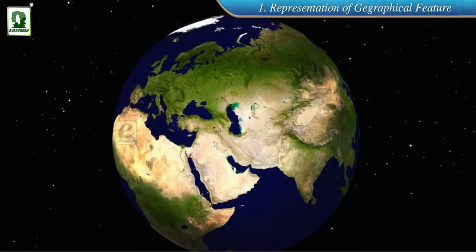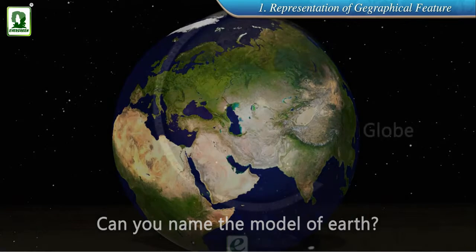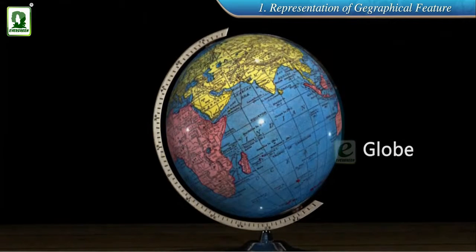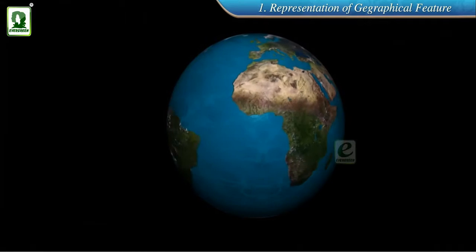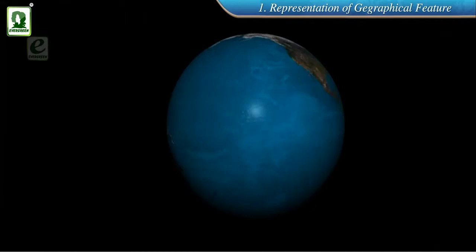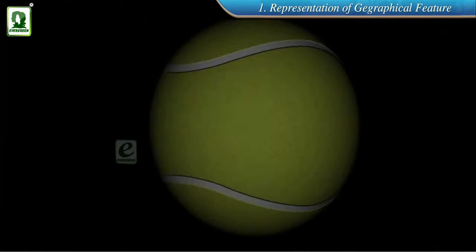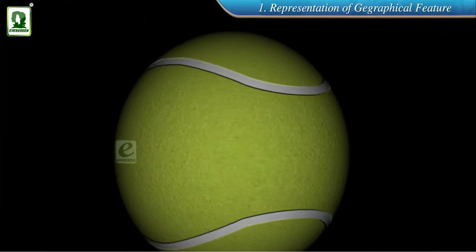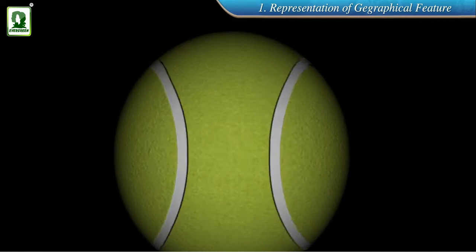Similarly, we need a model to study our planet Earth. Can you name the model of Earth? Globe is a true model of the Earth. Do you remember the shape of Earth? Yes, you can say it is round like a ball. Then why don't we take a ball as a model of the Earth?